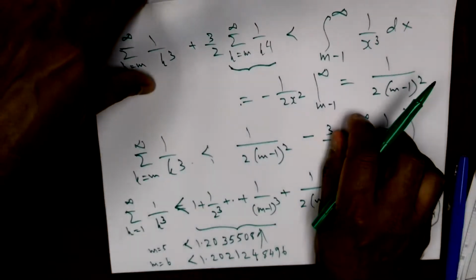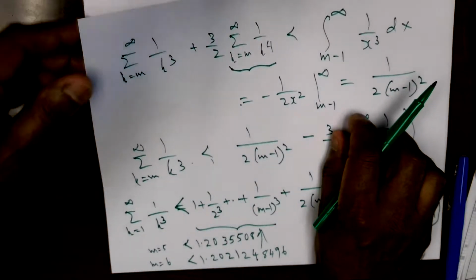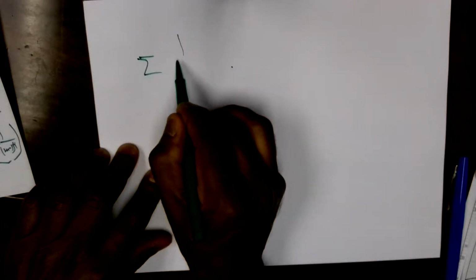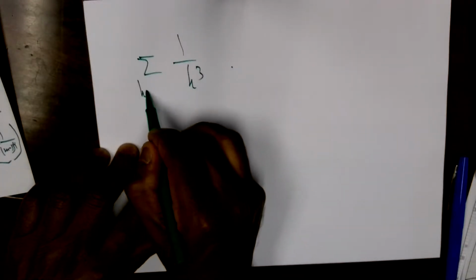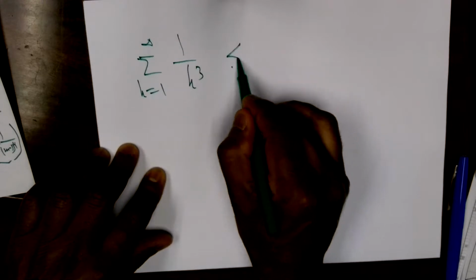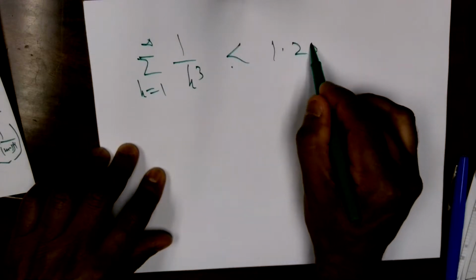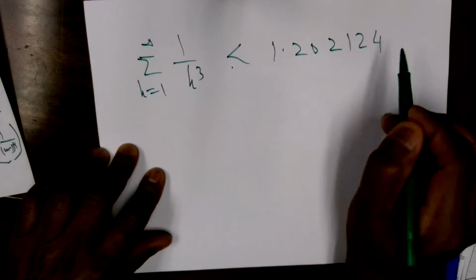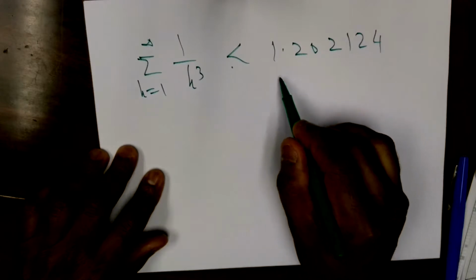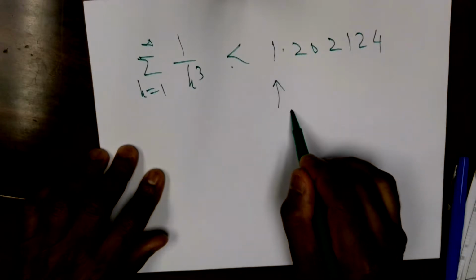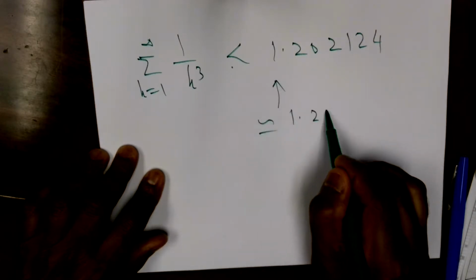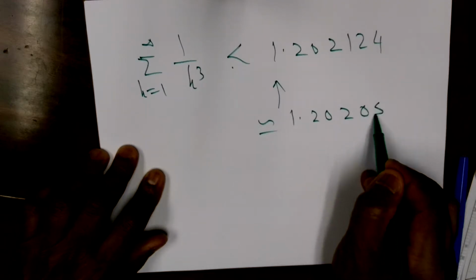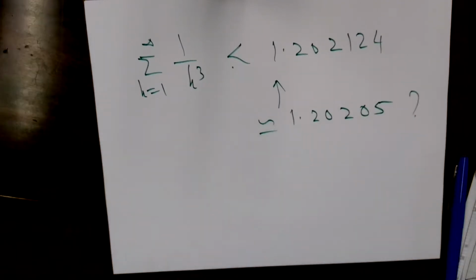We can add a couple more terms easily, but I just stopped there. So what I'm trying to say is we can easily say this is less than 1.202124. And I have seen somewhere that you may be able to improve this by up to 1.20205. I don't know how many more terms you have to go.